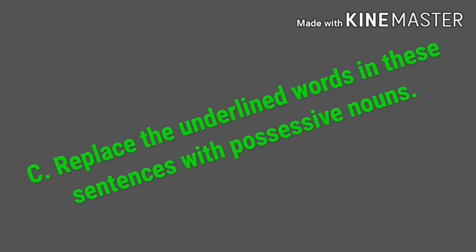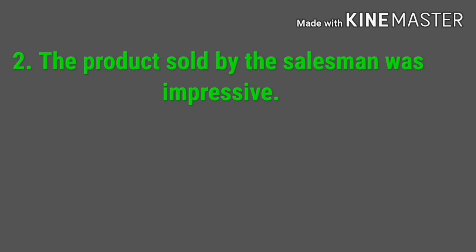Replace the underlined words in these sentences with possessive nouns. Second one: the product sold by the salesman was impressive. So you want to replace the underlined words, the product sold by the salesman, with possessive nouns.